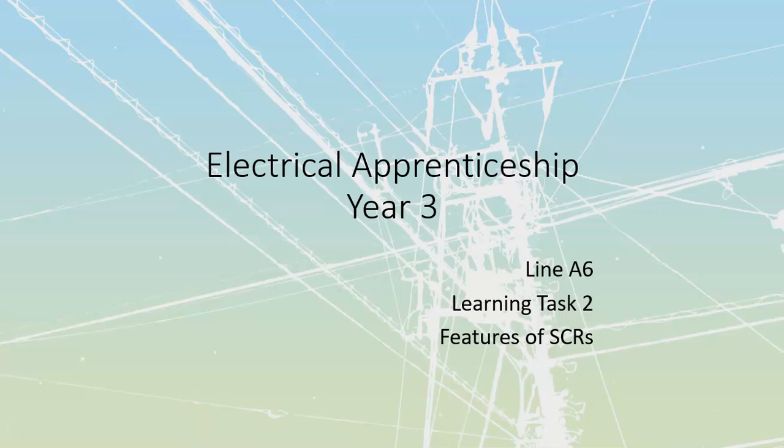All right, line A6, learning task 2, features of SCRs, or the silicon controlled rectifier. SCRs are a very old part of our thyristor family. Thyristor means that they're all based around this material called thyrite, which you may have heard about before. Thyrite has an interesting property in the fact that it's got an extremely high resistance at low voltages, but a low resistance at high voltage.